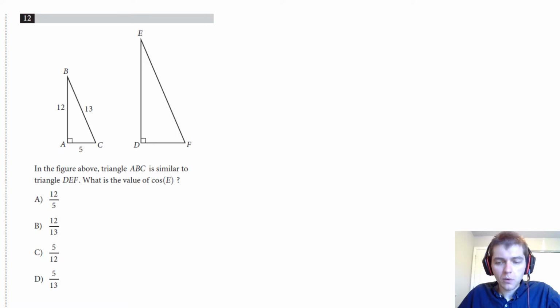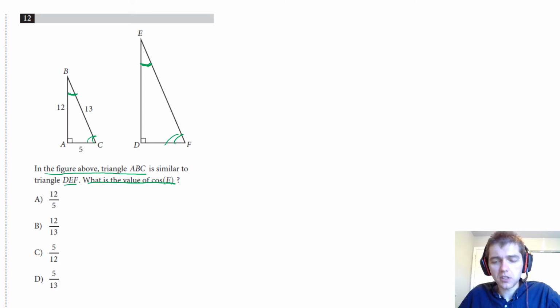Problem 12, they give you a figure with 2 triangles. In the figure above, triangle ABC is similar to triangle DEF. Similar meaning that all the angles are the same. So this angle is the same, and this angle is the same. What is the value of the cosine of E? So they're talking about this angle here, which is the same as this angle here.